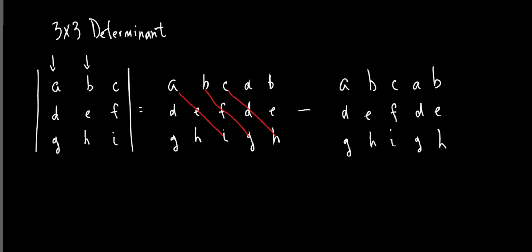Okay? So now what we're going to do, instead of going from the top left, we're going to start at the bottom left and go up diagonally. All right, so what do you think we're going to multiply? G what? G, E, and C. So we're going to multiply those together. Then we move over one, and we're going to multiply H, F, and A together.